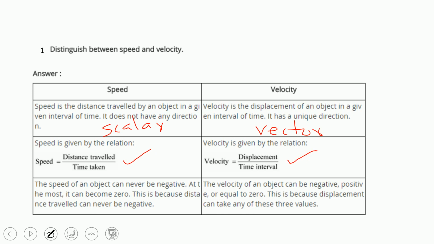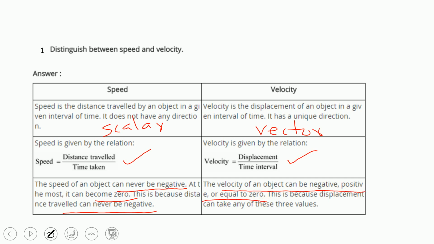Now, the speed of an object can never be negative. That is very important. Speed can never be negative. It can be 0, but it can never be negative because the distance traveled can never be negative. But velocity is not like that. Velocity can be negative, positive, or 0.